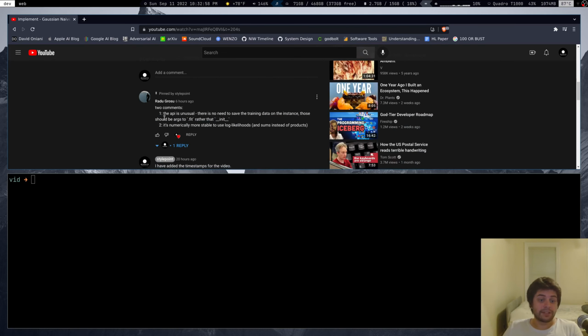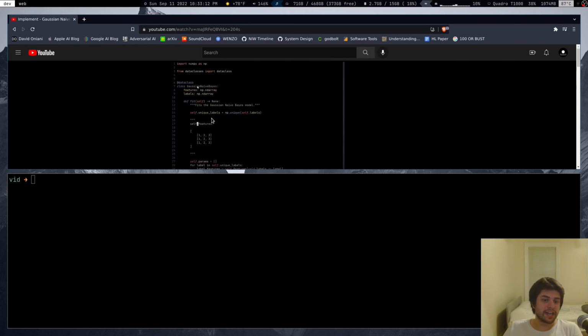The first comment says, the API is unusual. There is no need to save the training data on the instance. Those should be arguments or formal parameters to the fit method rather than the init magic method. And of course, in this case, this was the way our class was initialized. It would need features and labels. And so the suggestion is we should probably put them inside the fit method here to avoid unnecessary copying of data.